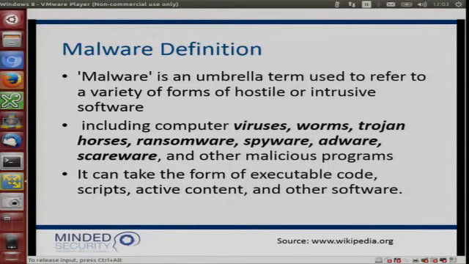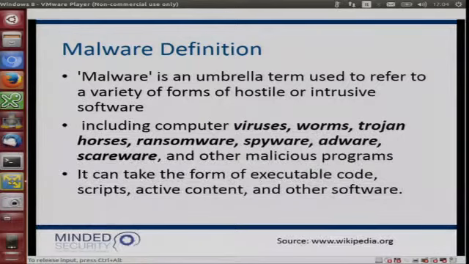Malware definition. Before starting with more insights about malware, malware is an umbrella term that defines many kinds of viruses, worms, Trojan horses, ransomware, spyware, and can be in the form of executable code, scripts, active content, and other software.